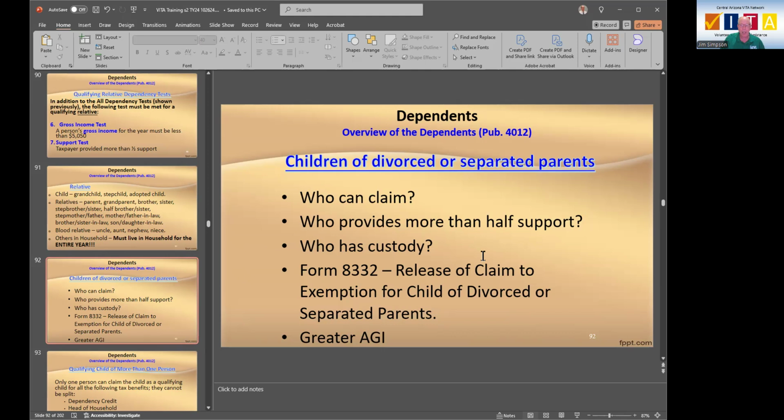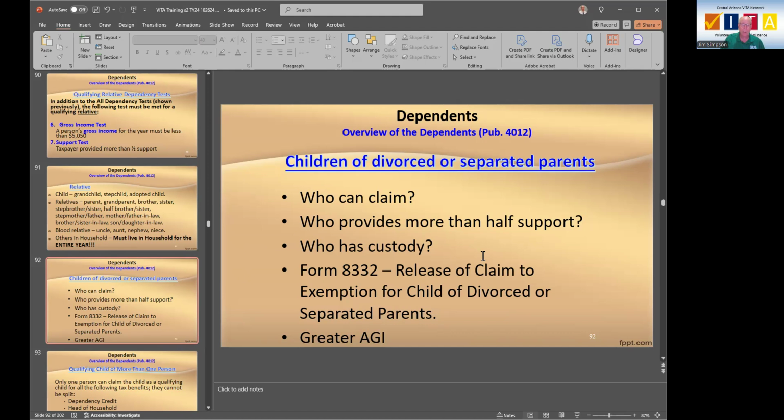and that child lives with that parent for more than 6 months during the year, they are the custodial parent. They get the dependency exemption. They get to claim them as a dependent. They are the custodial parent, okay?